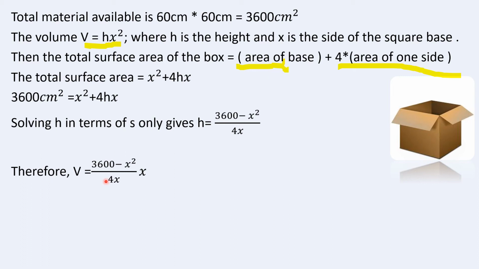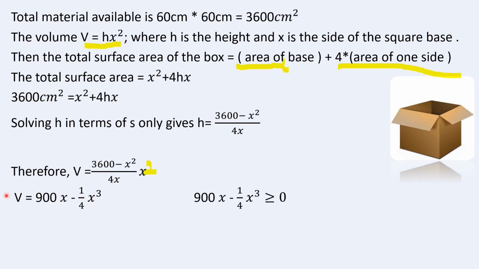So we have 6,000 minus 3,600 minus s squared over 4x. Sorry, there's a mistake here. This place is supposed to be squared. There's a squared here. Sorry. And then if you simplify this equation very well, we come out with 900x minus 1 over 4 s cubed. And then when we simplify further, we get this one.